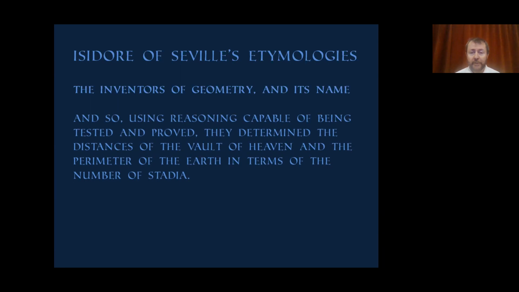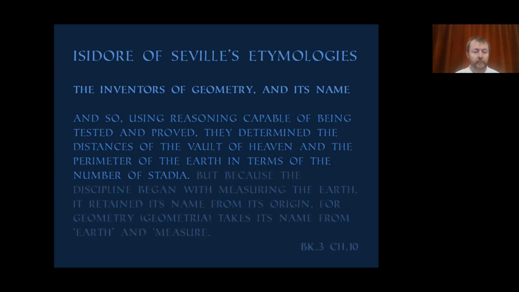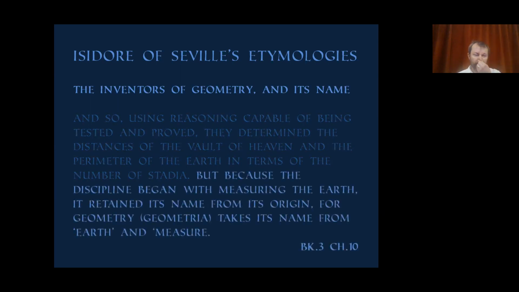And so, using reasoning capable of being tested and proved, they determined the distances of the vault of heaven and the perimeter of the earth in terms of the number of stadia. But because the discipline began with measuring the earth, it retained its name from its origin, for geometry, geometria, takes its name from earth and measure.